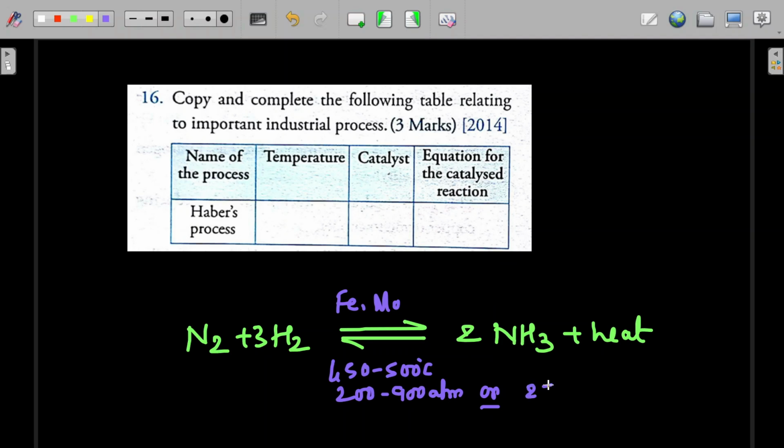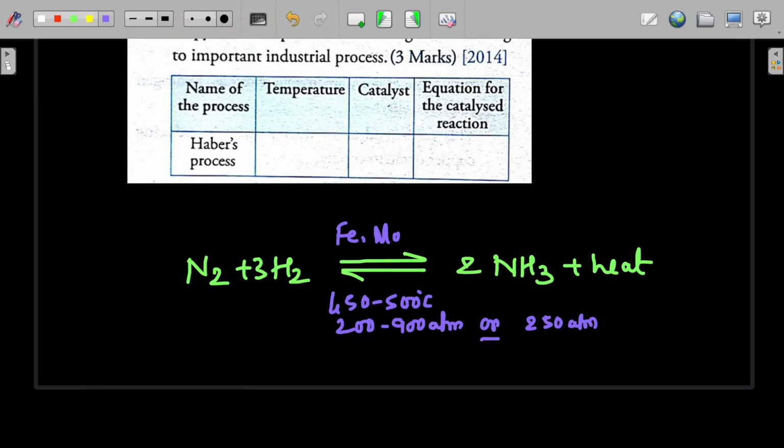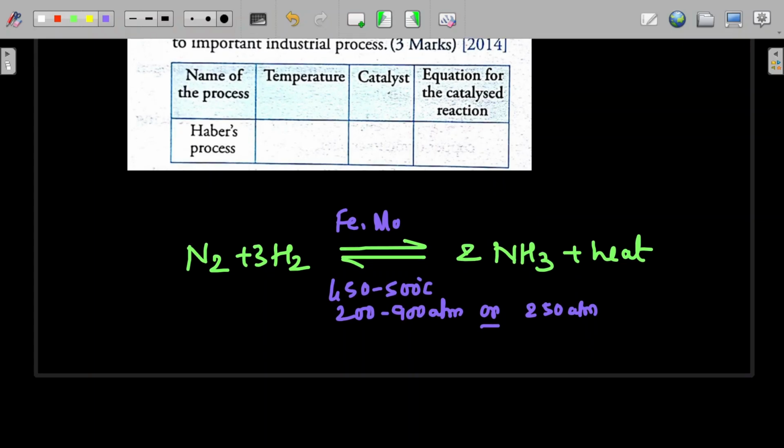So all the conditions we have to write: 450 to 500, 200 to 900 atm you can write, or you can simply write 250 atm, or above 200 atm also you can write. And you should not forget to write heat and the reversible reaction symbol. If you miss any one point, then it's all gone.